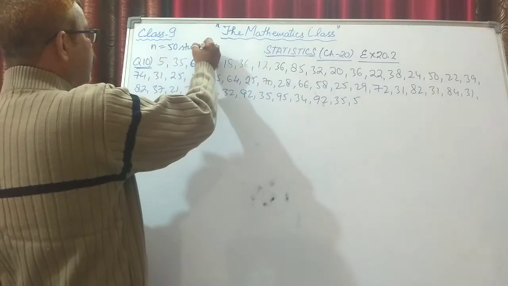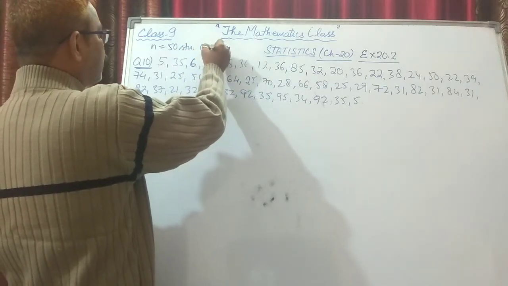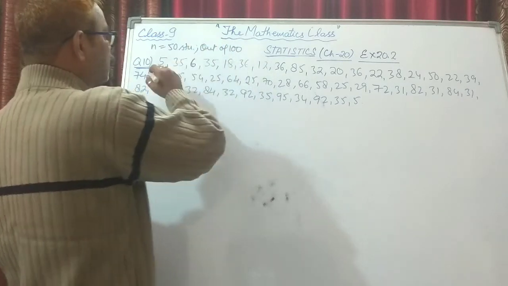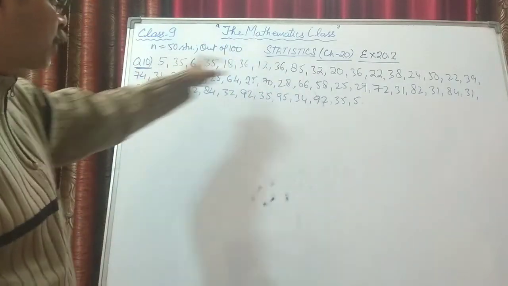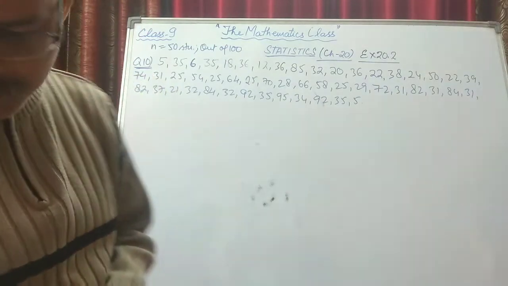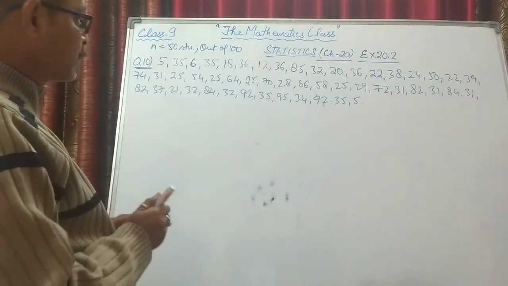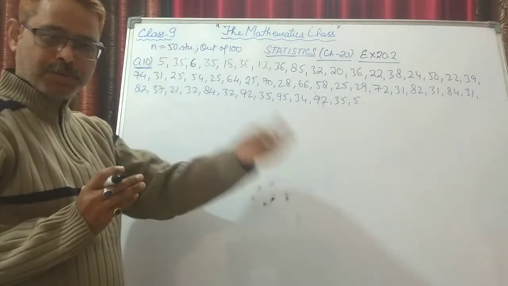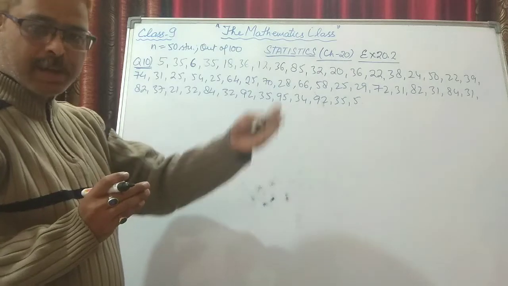50 students and marks are out of 100. Marks of 50 students out of 100 are these, total 50 marks. Then they say taking a class interval of size 10. Class interval should be of size 10. It means you will make from 0 to 10, 10 to 20, up to 100.